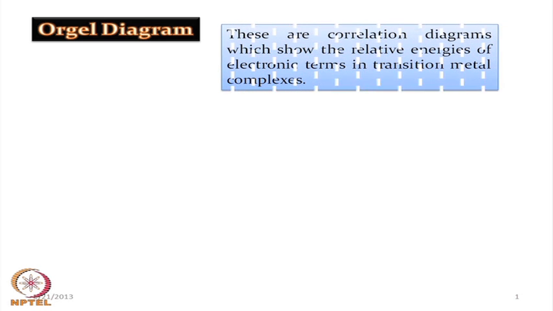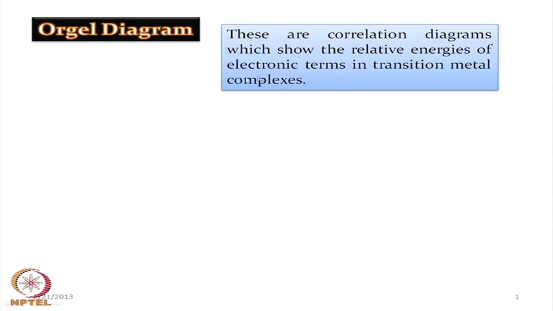So, that is known as the corresponding Orgel diagram. It is a primitive one, a very basic one compared to our other high level diagram which is known as the Tanabe-Sugano diagram, and in this particular case we will be just looking at correlation diagrams. So, these are basically correlation diagrams which can show the relative energies of the electronic terms in transition metal complexes. So, basically we will correlate with respect to the free ion terms.